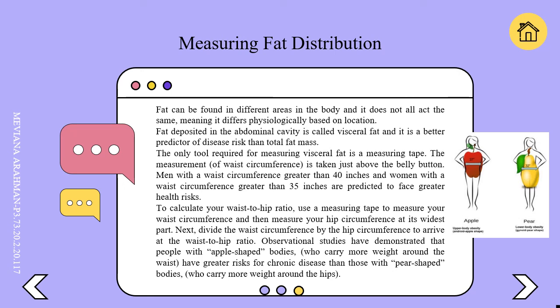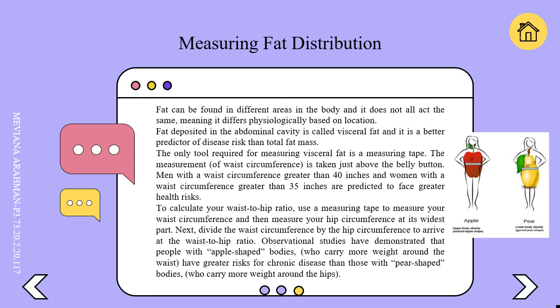To calculate your waist to hip ratio, use a measuring tape to measure your waist circumference and then measure your hip circumference at its widest part. Next, divide the waist circumference by the hip circumference to arrive at the waist to hip ratio.